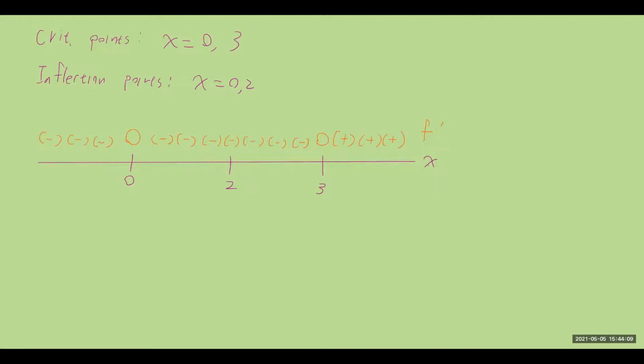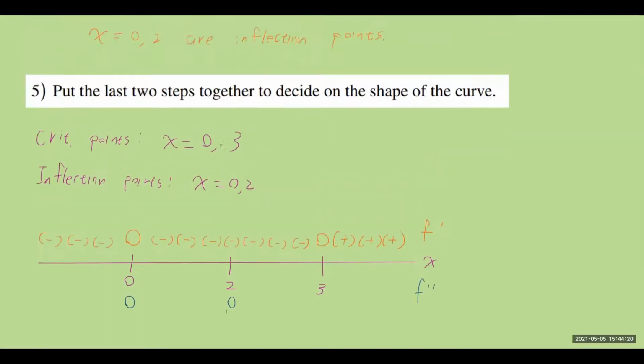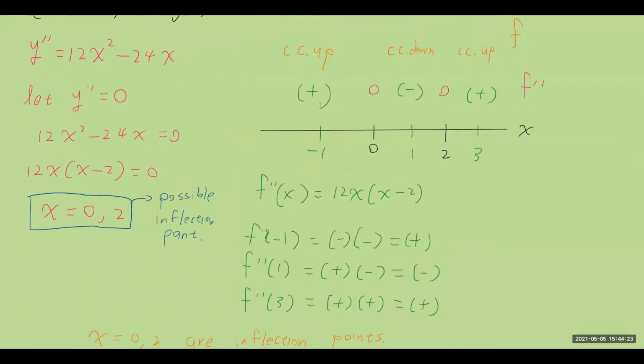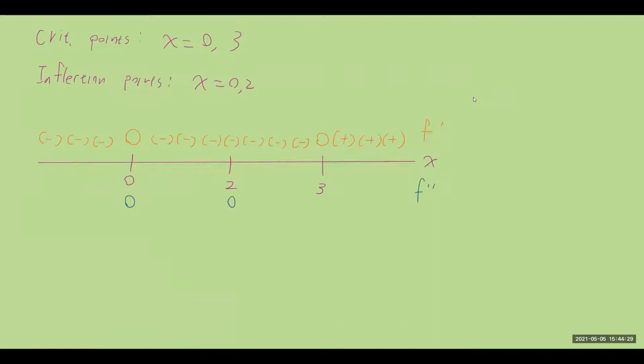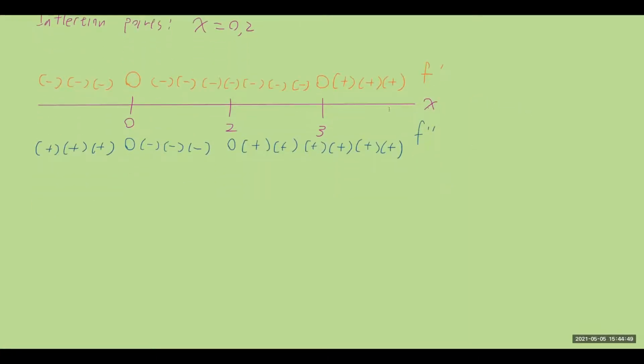Okay. And let's look at below, f double prime. F double prime has 0 at 0 and 2, right? Point of inflection. Okay, and let's go back and check. Okay, so it's concave up, down, then up. Right, so it's going to be positive, and then negative between 0 and 2. And after 2, it's going to be concave up, positive, all the way down. Okay. Now here we want to try to combine f prime and f double prime together, and let's see what that's going to look like.